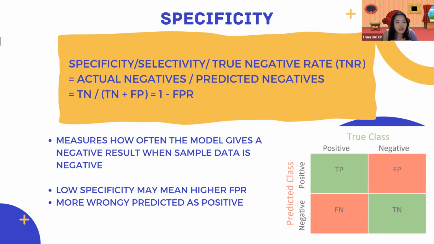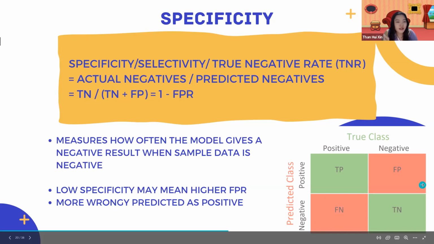So this basically measures how often your model will give a negative result when the sample data is actually negative, right? And based on the equation, if you have a low specificity, it might mean that you will have a higher false positive rate because it's 1 minus FPR. So you're going to have more data points wrongly predicted as positive.